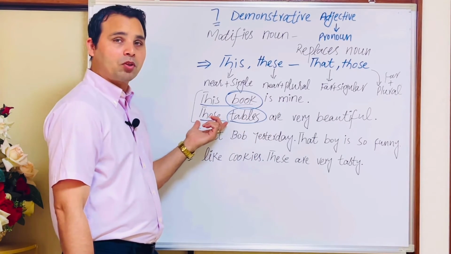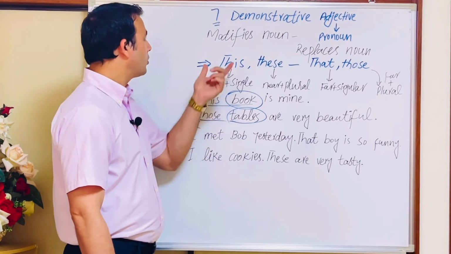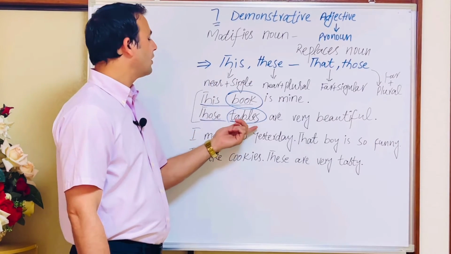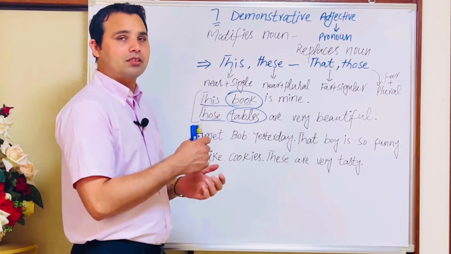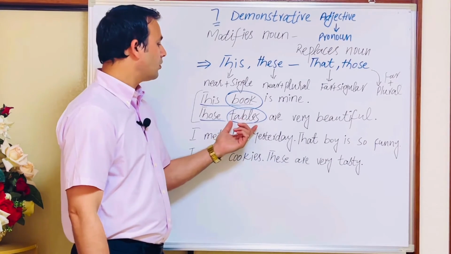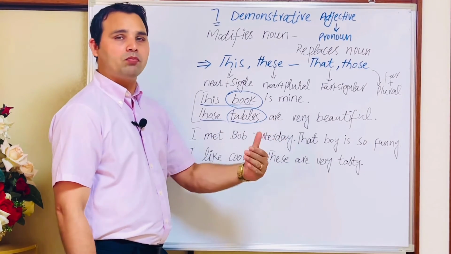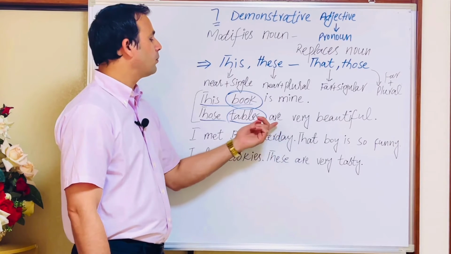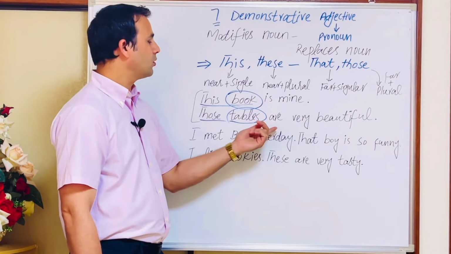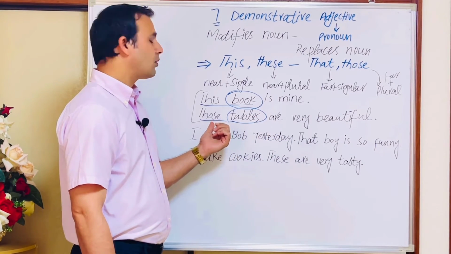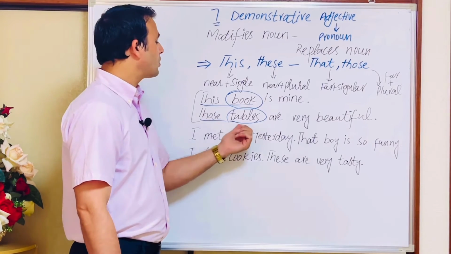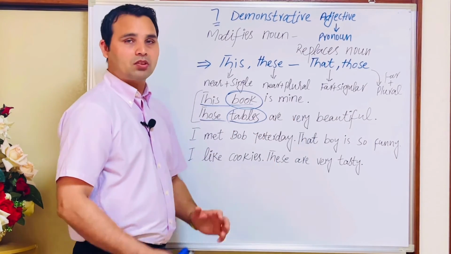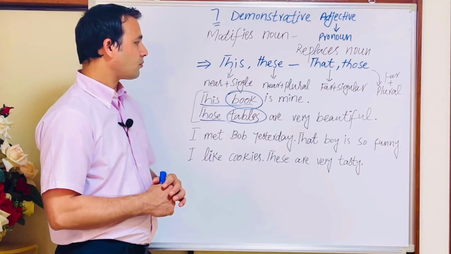Here is an example of a plural demonstrative adjective, those tables. You need to use s or es after a noun, and the following helping verb or the verb will be in plural form. You can't use those tables is very, no, it will be a wrong sentence.